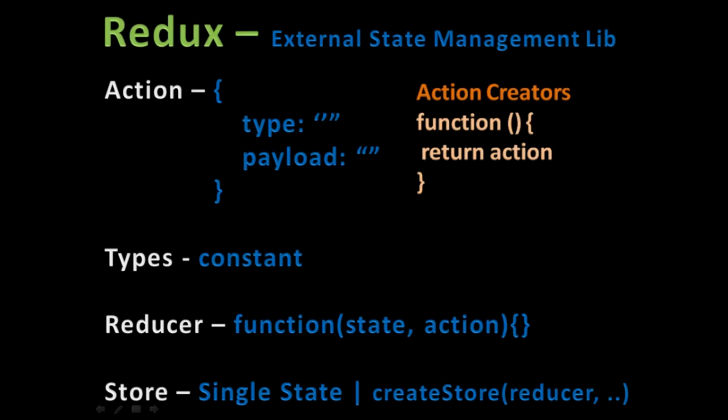Then we have reducer. There are also functions that help to manipulate the state with an action. Now, what's this action? The type and the payload that is coming. Then we have a single state, that is the store, where all our data are being kept. So we have this create store function that uses reducer to manipulate the store. So these are the key things that you need to know about Redux.